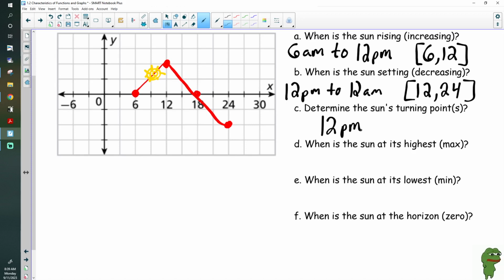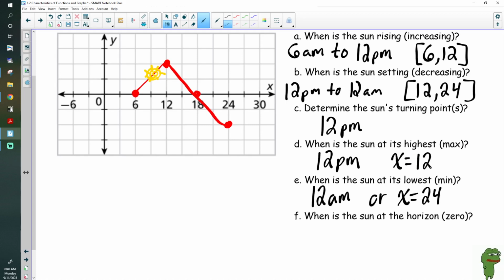When is the sun at its maximum height? Also 12 p.m. How about the lowest point? 12 a.m. Or at x equals 24. I guess we could also say max is at x equals 12, but that's actually the same.